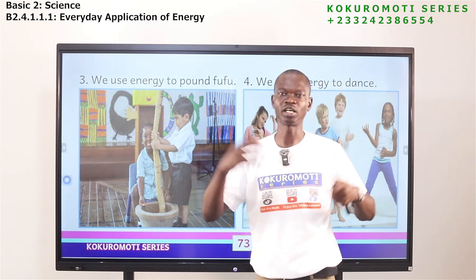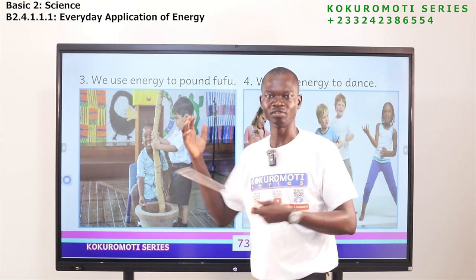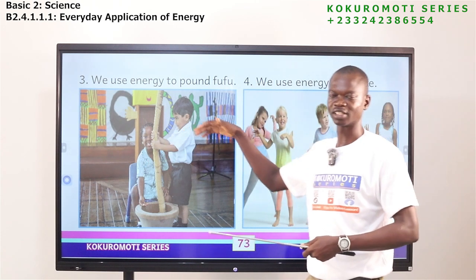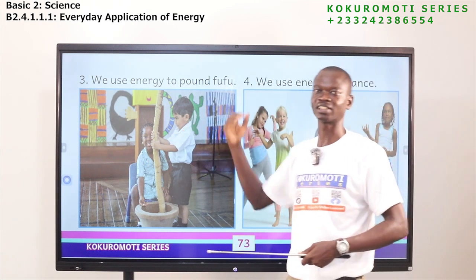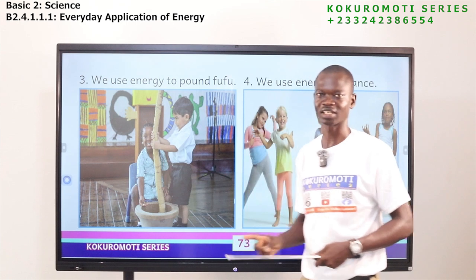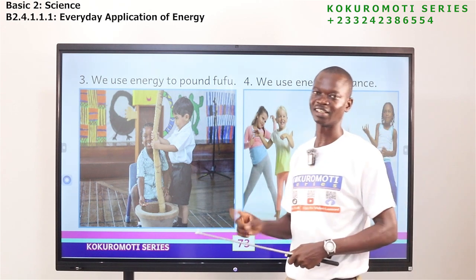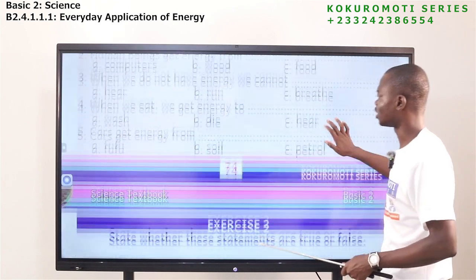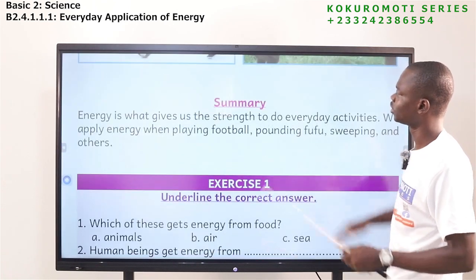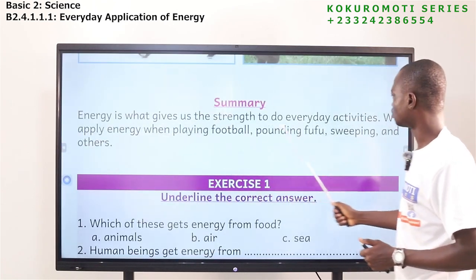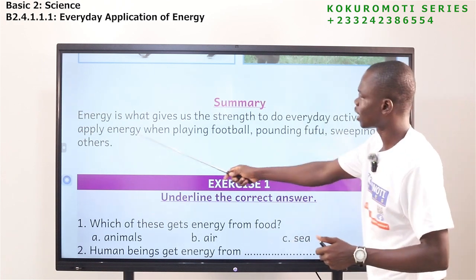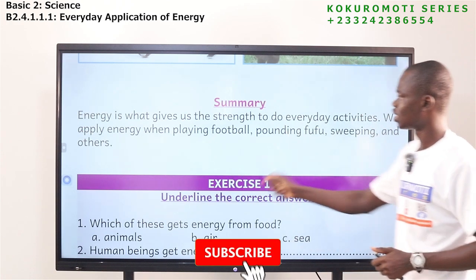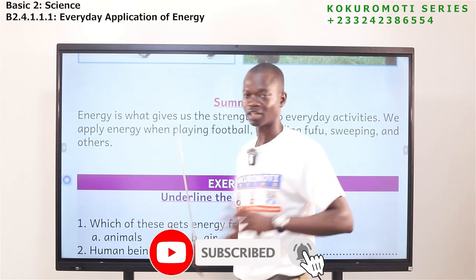So all the things that you are able to do because of energy, we call them what? How energy is applied, or application of energy, or uses of energy. So energy is important. Without it you can't do anything. Energy is the ability to do work. Okay, so that is what we have learned today. Energy is what gives us the strength to do everyday activities. We apply energy when playing football, pounding fufu, sweeping, and doing other things. So today, this is what we have learned.